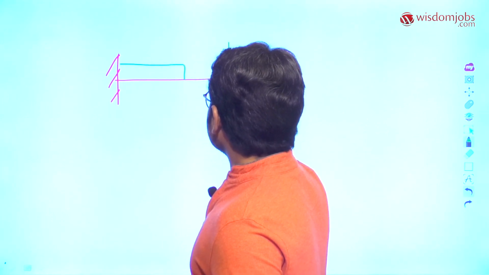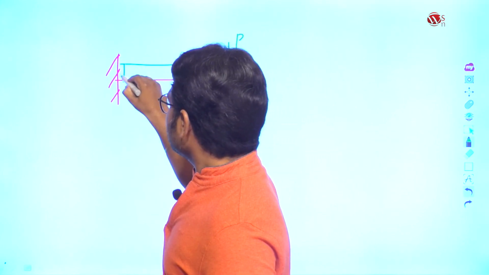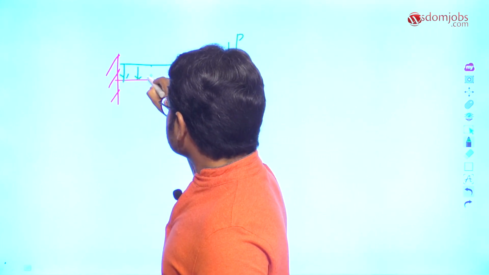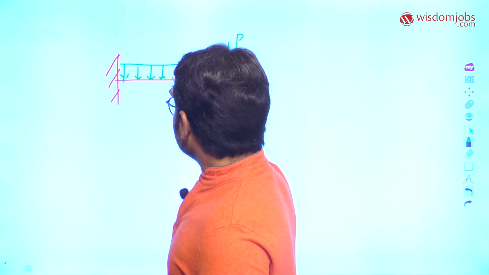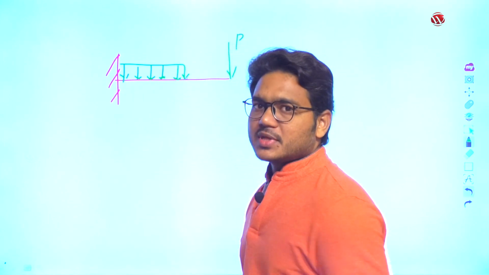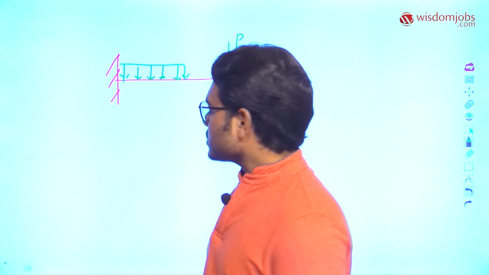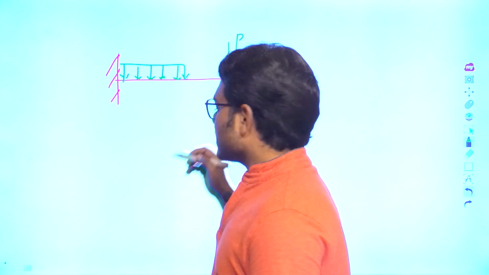Suppose at the free end it has a point load, and from the fixed end till some length a uniformly distributed load is applied on a beam. So how could you solve this? Okay, in particular, let us take the direct case.